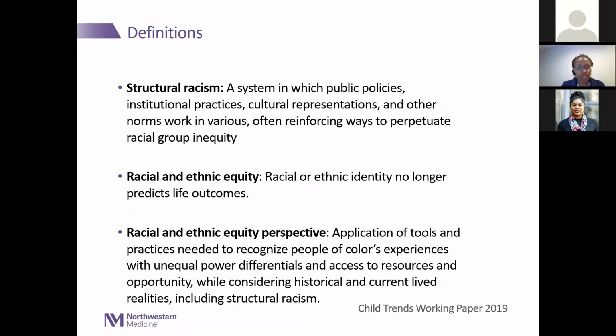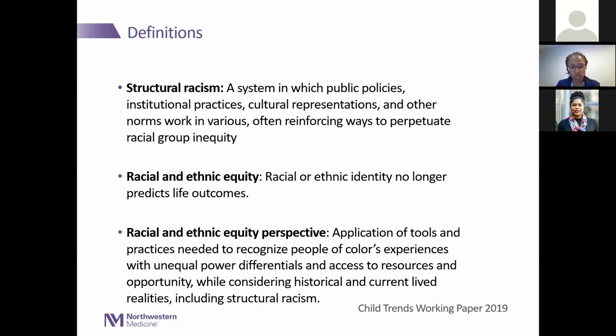And then this idea of racial and ethnic equity is both an outcome and a process. As an outcome, racial and ethnic equity is achieved when race or ethnic identity no longer predicts the course of a person's life, and all people have what they need to thrive, no matter where they live. As a process, racial equity is applied when those most impacted by structural inequities are meaningfully involved in the creation and implementation of the policies and practices that impact their lives. So adopting this racial and ethnic equity perspective is applying tools that recognize the unequal power differentials and access to resources and opportunities, while considering historical and current lived realities.